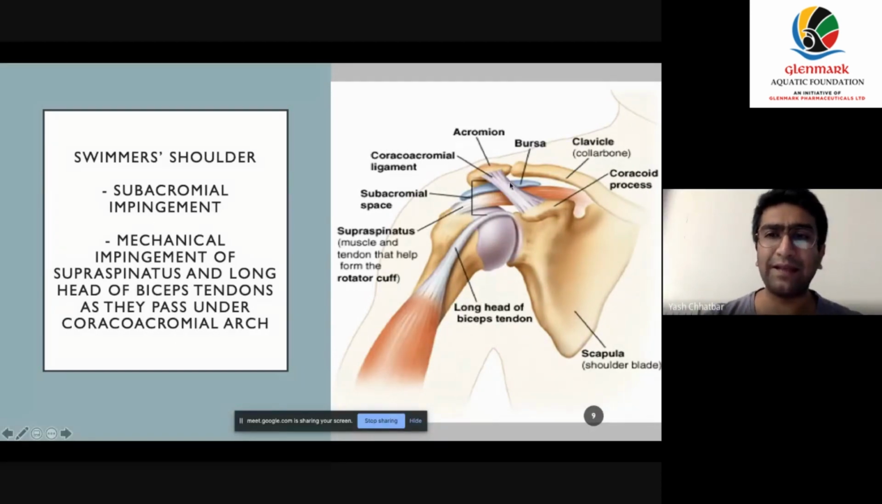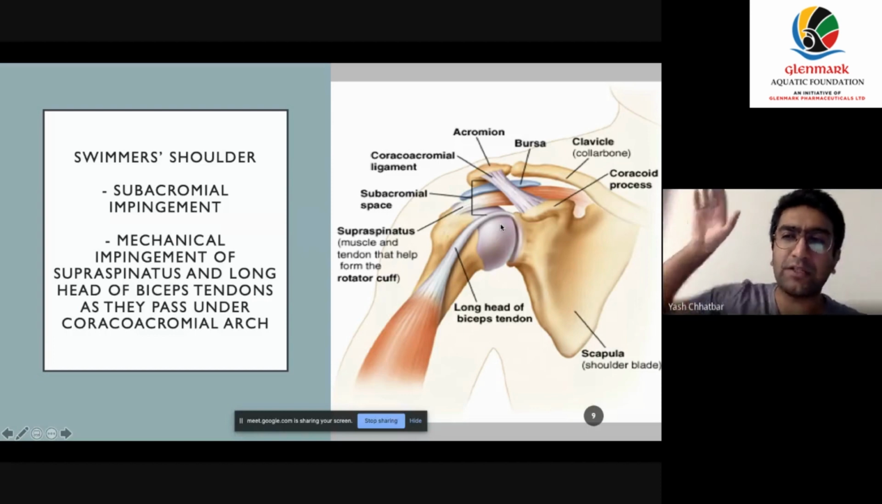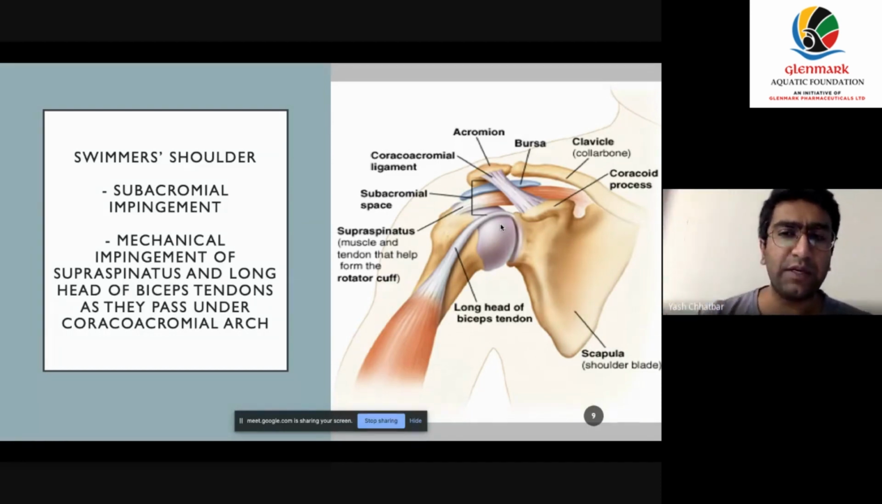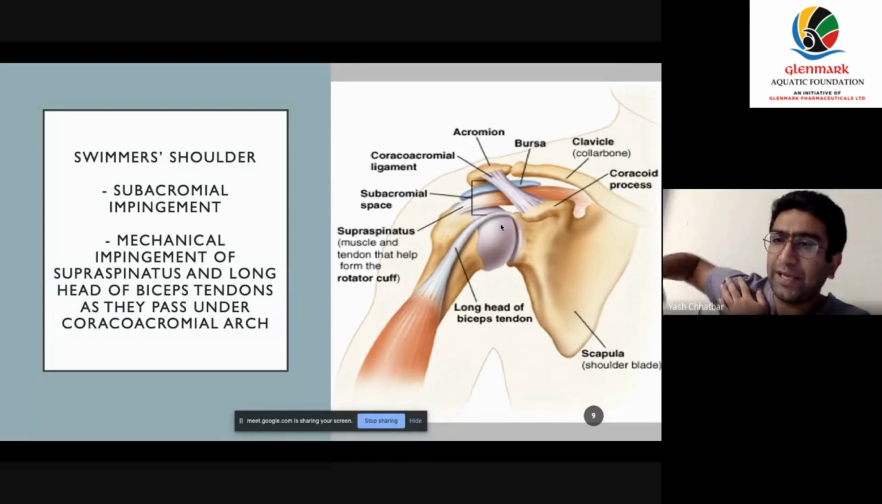So either that can get inflamed, this tendon can get inflamed, anything can happen, especially when you get into the end range, that phase which we discussed early on in freestyle, in the recovery phase. This is where the pinching happens, like that.